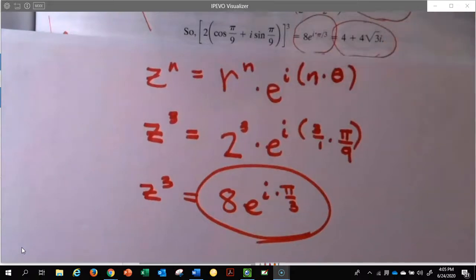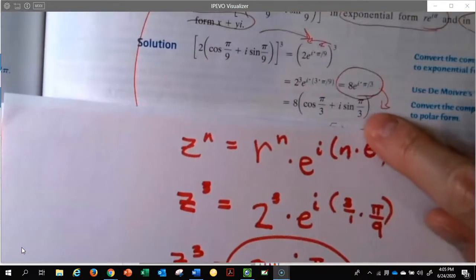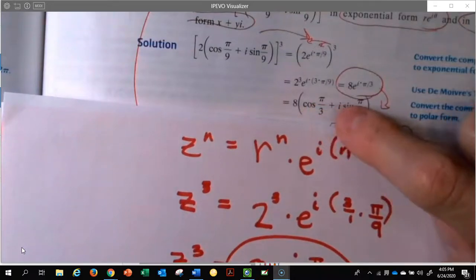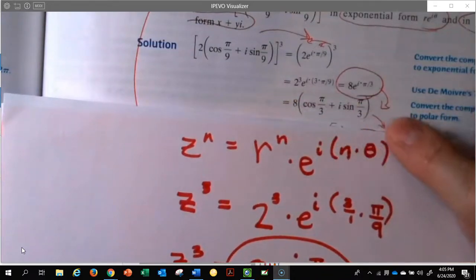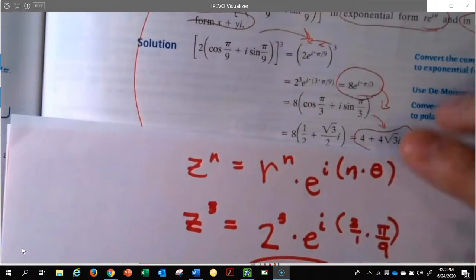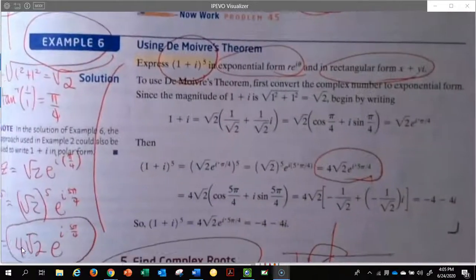I suggest that you go back up here and that you go to polar first. And then if you actually evaluate what is the cosine, what is the sine, and distribute the 8, that'll put you right over here at your rectangular. But I'm going to leave that for you to do, and now I'm going to go to example 6.